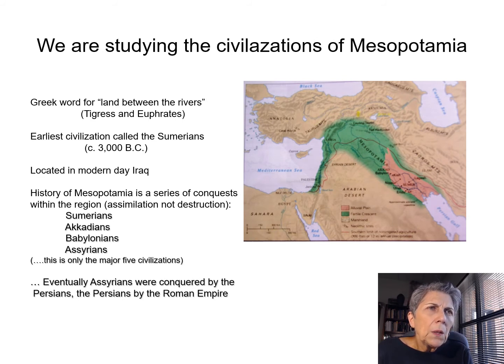Mesopotamia, when we look, is a time period, and it includes different groups. We call them civilizations. They're really sort of the same people, but they're broken off into civilizations. The Sumerians are the earliest, and then they're conquered by the Akkadians. As you look at this slide, then the Babylonians, then the Assyrians. Well, there are others, like the Neo-Sumerians and the Neo-Babylonians, but we just want to highlight the major ones. Then the Assyrians are conquered by the Persians, and then the Persians are conquered by the Romans.